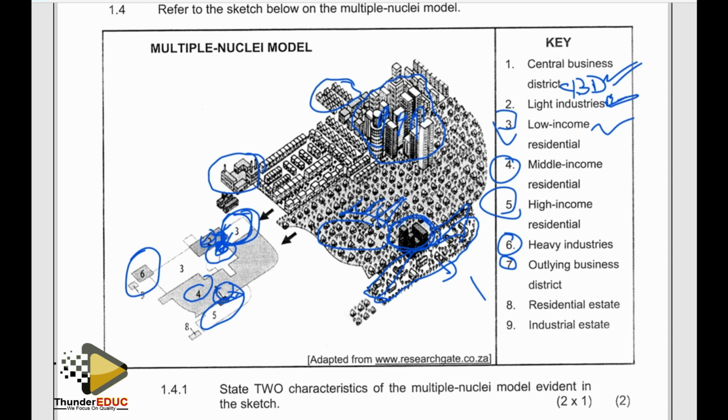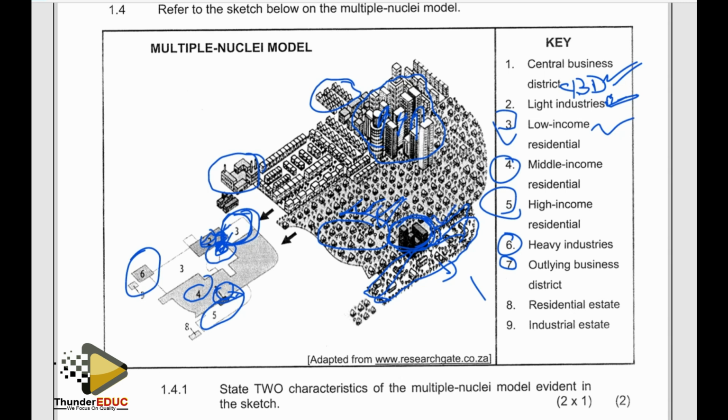Some businesses are now moving out of the central business district for different centrifugal reasons, like for example, levels of traffic congestion within the CBD, level of crime, level of pollution in the CBD, competition. All those factors drive some businesses out of the core CBD, and they tend to decentralize and locate in the outlying business district, like here.